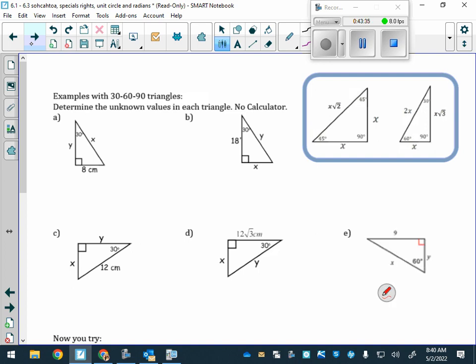All right. So remember, across from 30 is your side length. Across from 60 is your side length times root 3. Across from 90 is 2 times your side length. All right. So we're starting out pretty easy here. Across from 30 is our side length. That equals x. What would be across from 60?